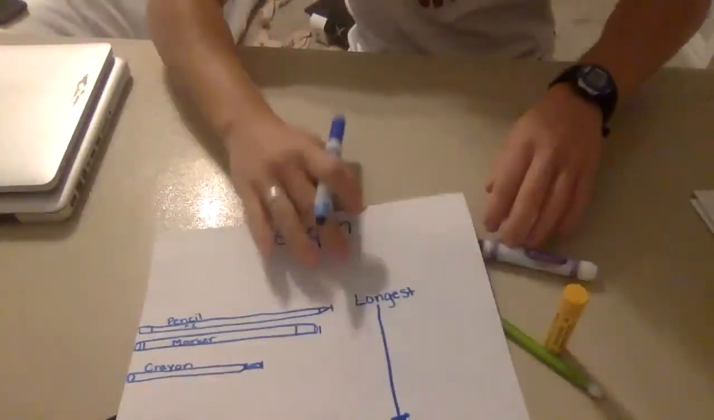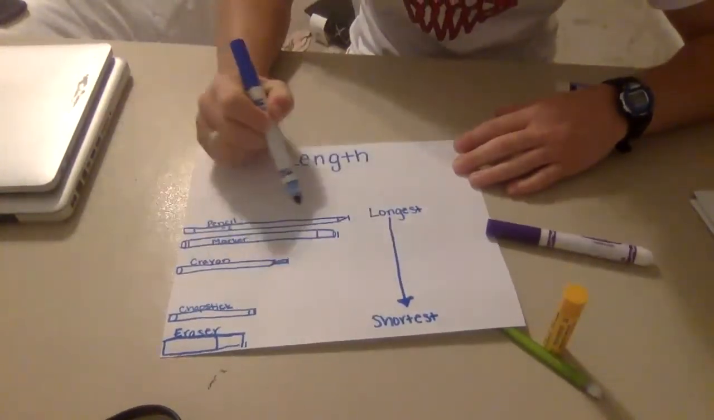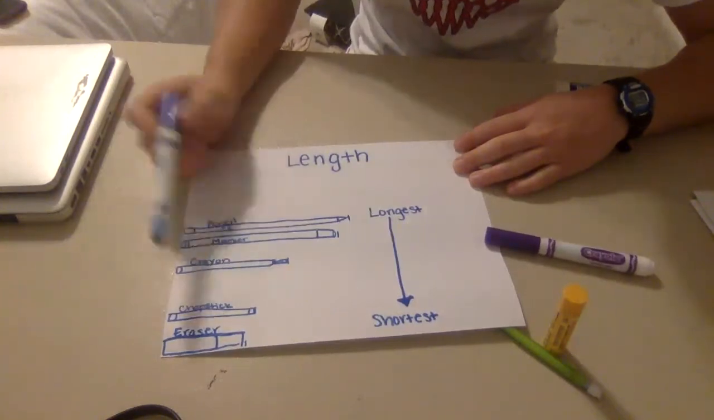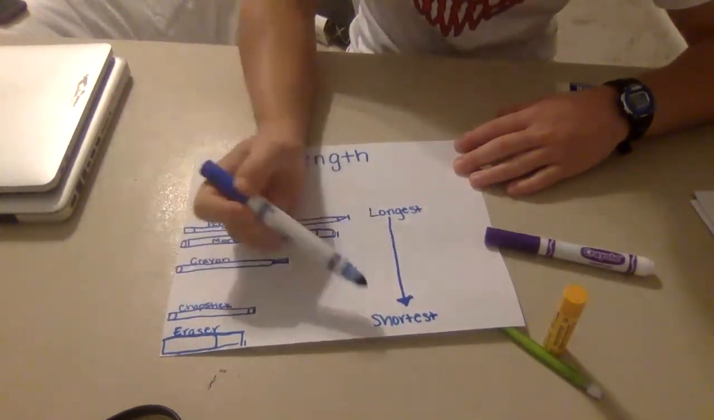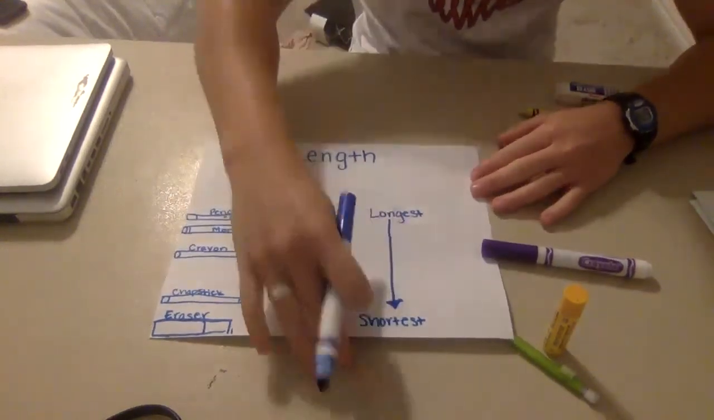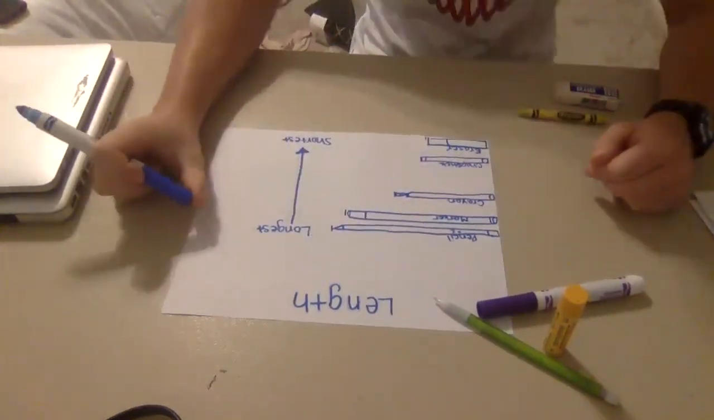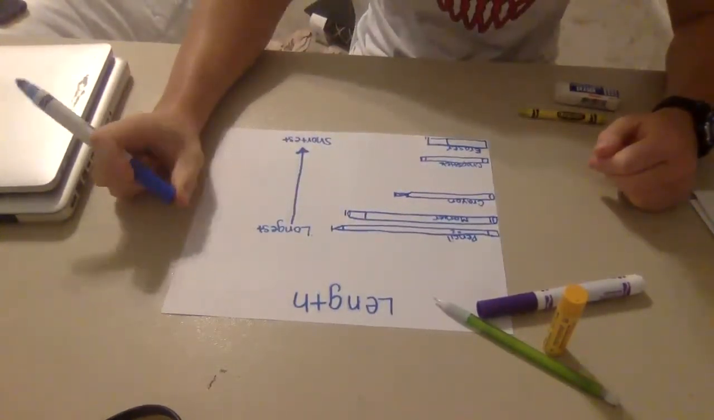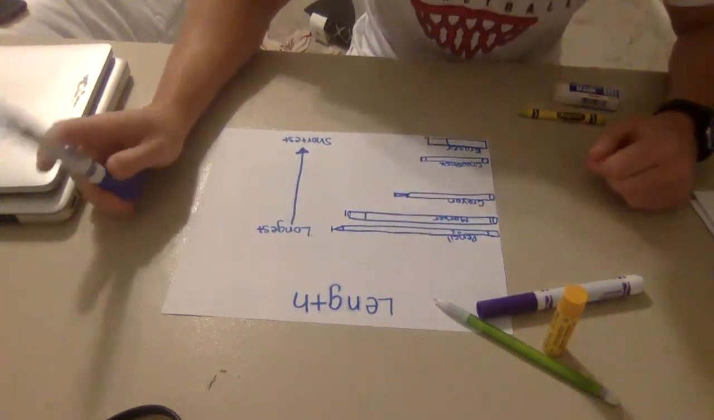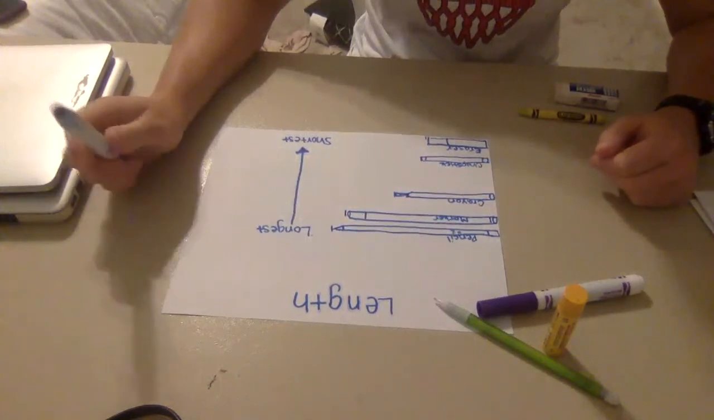Ready? So here it is. I have my length, and then I have my drawings and where they finished, and then I put longest to shortest. All right. And I want you to tell your favorite stuffy or someone in your house which item is your longest item and which item is your shortest item.